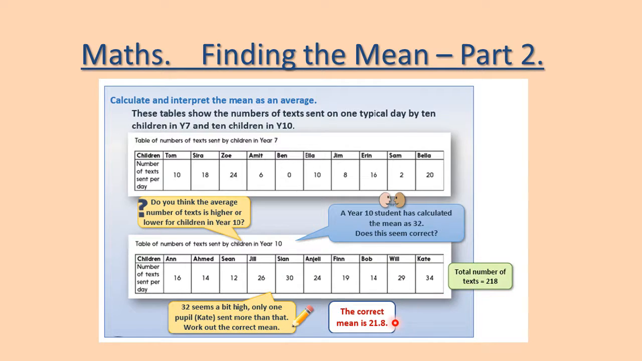The answer is 21.8. Okay, so you add them all up, add all those numbers up, you're going to get 218. Divide by 10, shared back out between the 10 children, 21.8. Hopefully that's reminded you of how we find the mean. Collect them all in, share them back out by the number that we had.